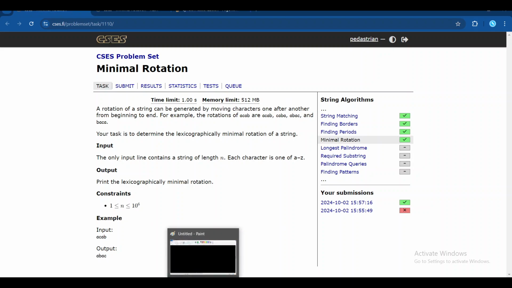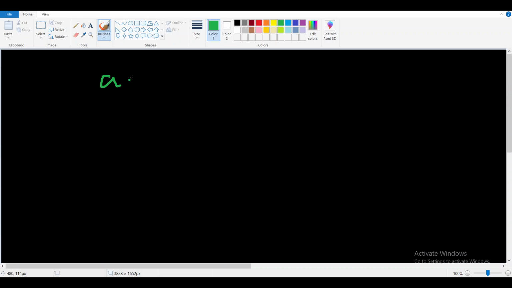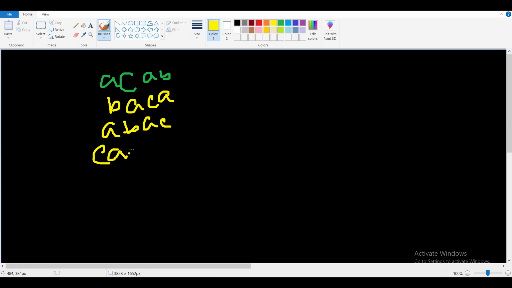Let's say we have this string ACAB. If we rotate this string, multiple different strings are formed. Let's right rotate this one time. If we right rotate it one time, this B will come first, so the string will be BACA. Now again right rotate this string, it will be ABAC, and again right rotate this, it will be CABA. And if we right rotate again, it will become ACAB.